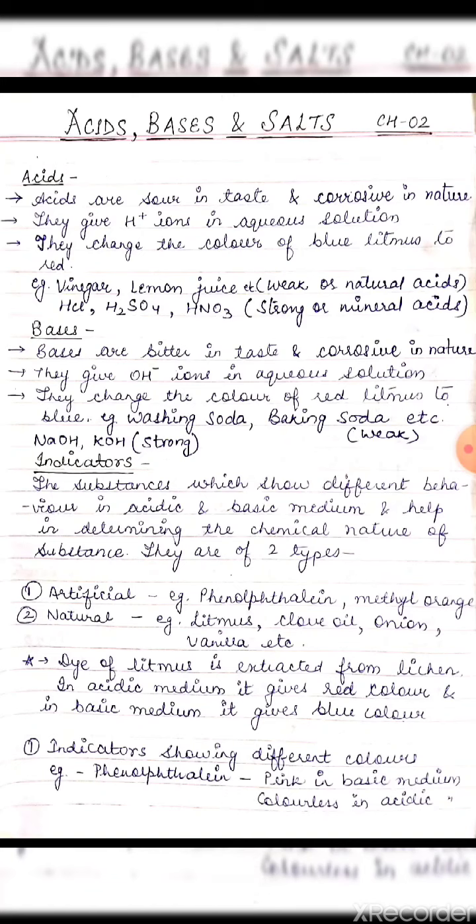Next point is they give OH minus ions in aqueous solution. OH minus ions are hydroxide ions. When bases are dissolved in water, they give OH minus ions. So all the bases have a particular property that when they are dissolved in water, they give OH minus ions. Next point is they change the color of red litmus to blue. This we have already discussed, that bases turn red litmus to blue.